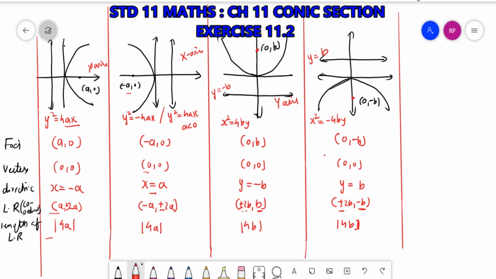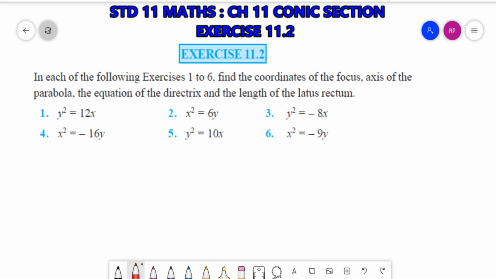Now let's start with the exercise. Exercise 11.2. In each of the following exercises 1 to 6, find the coordinates of the focus, axis of the parabola, the equation of directrix, and length of latus rectum. So I will solve 2 or 3 and the rest you have to solve by yourself. Let's take the first one.